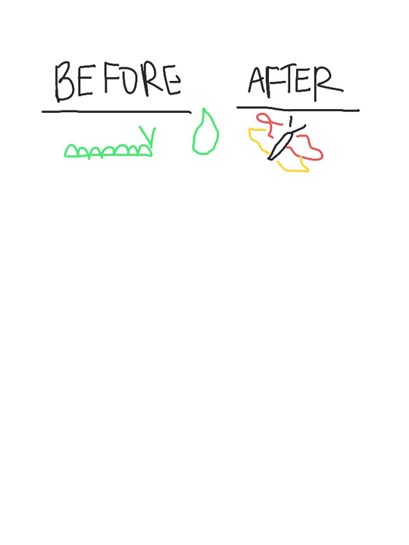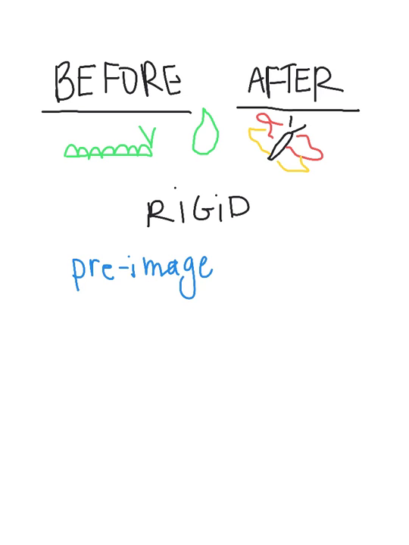Now, the kinds of transformations we're going to start with are something called rigid transformations. These are rigid. What that means is that their shape and their size stay the same, just their position changes. So when we're talking about our before shape, we are talking about something called the pre-image. When we are talking about the after shape, we are talking about the image. And we denote this using prime notation.